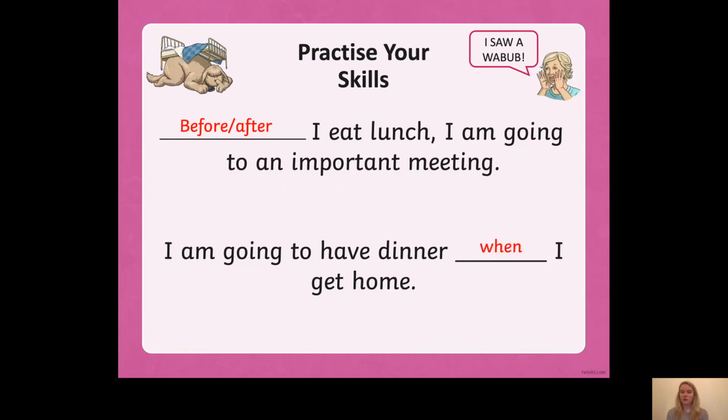So therefore, I think you can use when, but you can also use before and after, I think. And to be honest, you could even use if in this sentence. I'm going to have dinner if I get home. Maybe you're struggling to get home and that is your condition. If I get home in time, I am going to have dinner. But if it's too late, I'm not going to have dinner. So in that one, you could even use if. Okay, so now it's your turn.